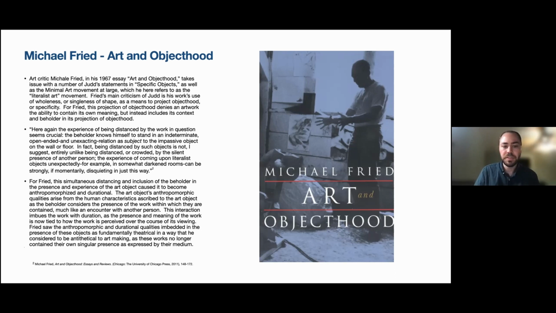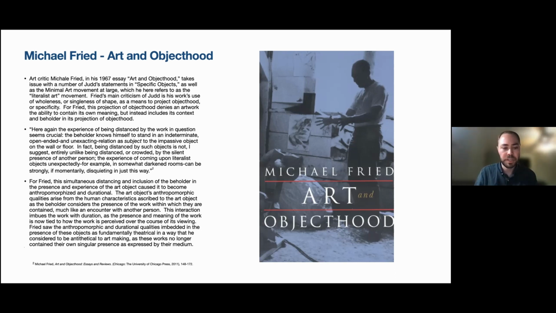So for Fried, the simultaneous distancing and inclusion of the beholder in the presence and experience of the art object caused it to become both anthropomorphized and durational. The art object's anthropomorphic qualities arise from the human characteristics ascribed to the art object as the beholder considers the presence of the work within which they are contained, much like an encounter with another person. This interaction imbues the work with duration, as the presence and the meaning of the work is now tied to how the work is perceived over the course of its viewing. So Fried saw the anthropomorphic and durational qualities embedded in the presence of these objects as fundamentally theatrical in a way that he considered antithetical to art making, as these works no longer contain their own singular presence as expressed by their medium.